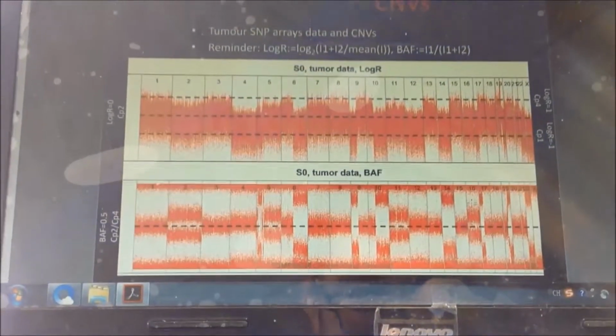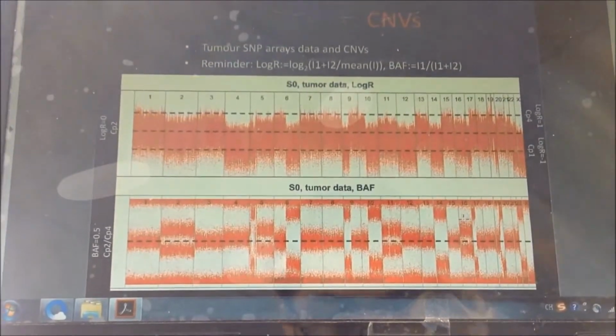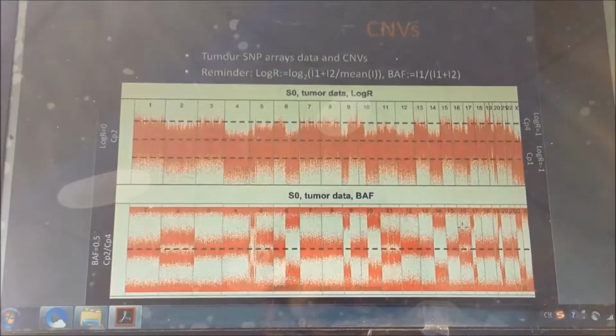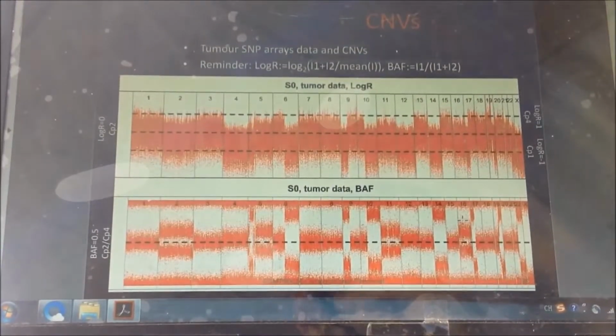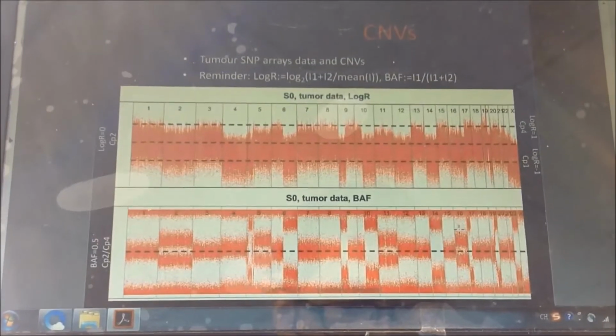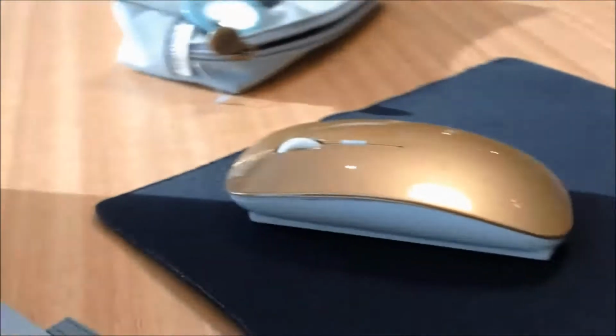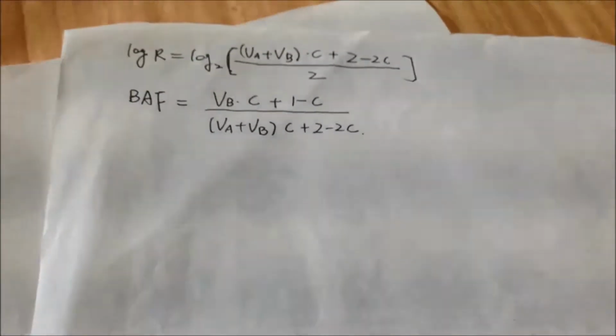Hi everyone, I am going to make a brief video about SNV arrays shown here and the relationship between the logR ratio and the BAF frequency we can analyze from this figure. To analyze those data, we are mainly using those two formulas, also shown in the slides. Let's start.